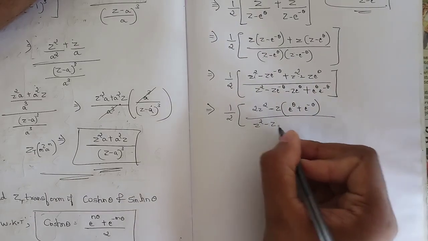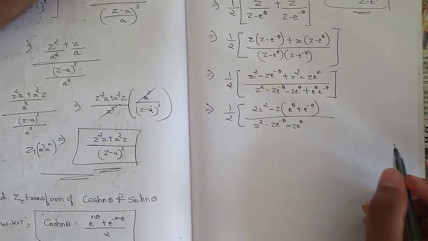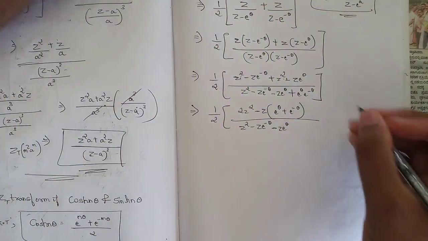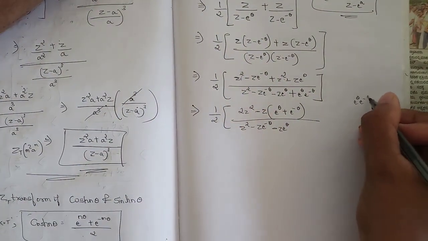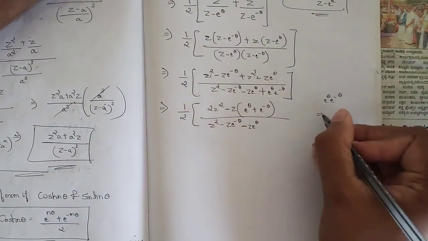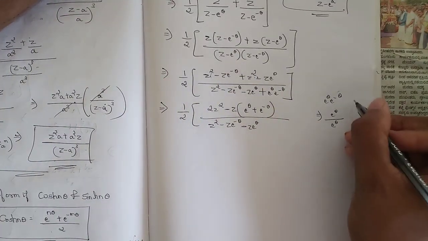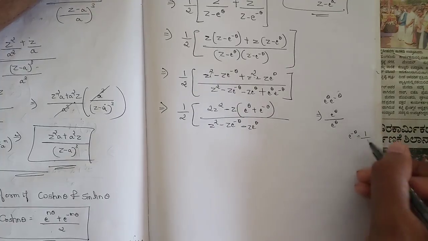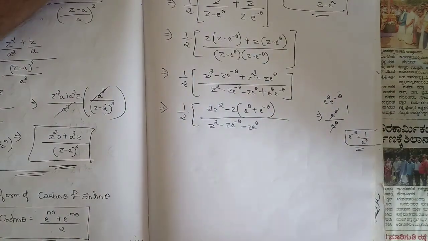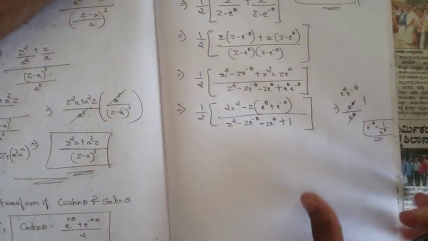z square minus z e power minus theta minus z e power theta, and this can be replaced by, so let's simplify this, what we get. I'll do it here, e power theta into e power minus theta. So bring this e power minus theta to the denominator. So what does it become? E power theta divided by e power theta. We know that e power minus theta is equal to 1 by e power theta, right? So that's all I did, and we can cancel it and make it as 1. So I'll directly write it as plus 1. Okay.